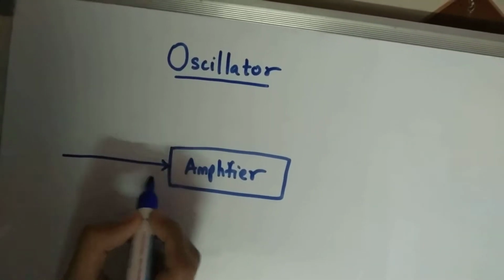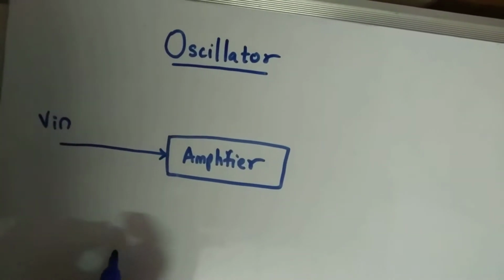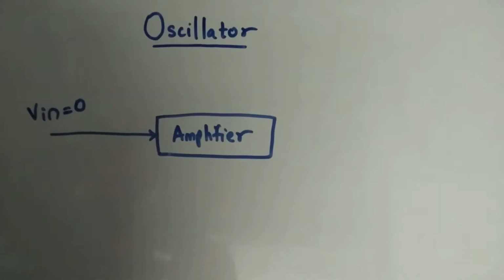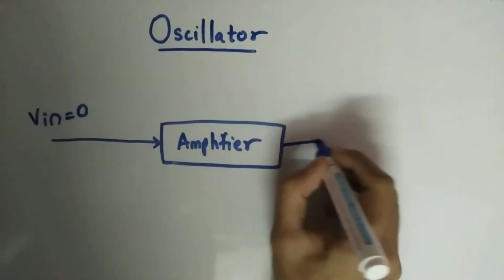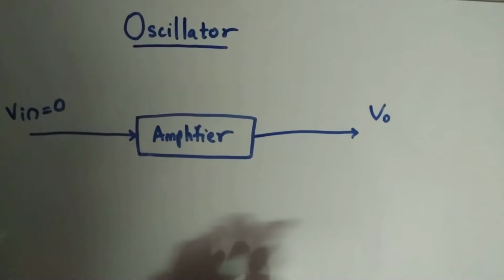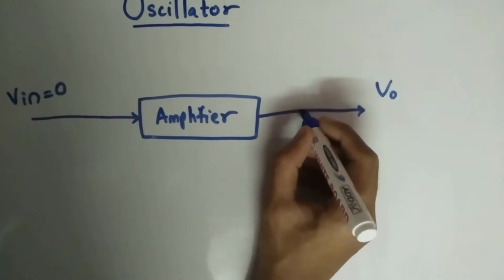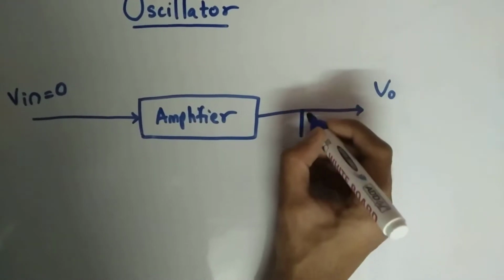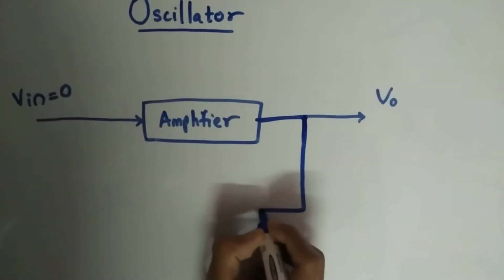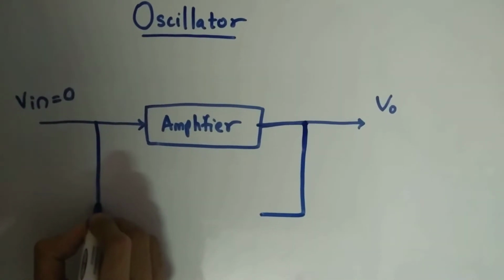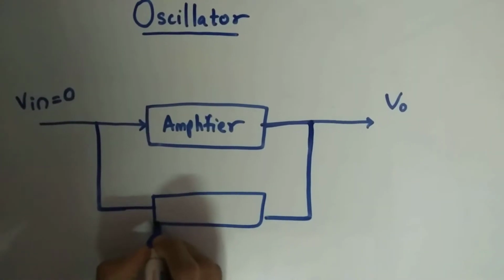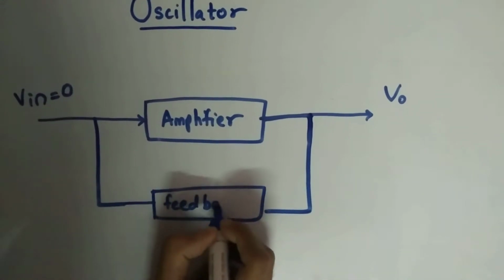Okay, so we have an input to the oscillator or the amplifier as Vin. I told you if we do not apply the input, then also we get the output. We write the output as V0. A part of the output is fed back to the input via a feedback circuit. So we have a feedback circuit.